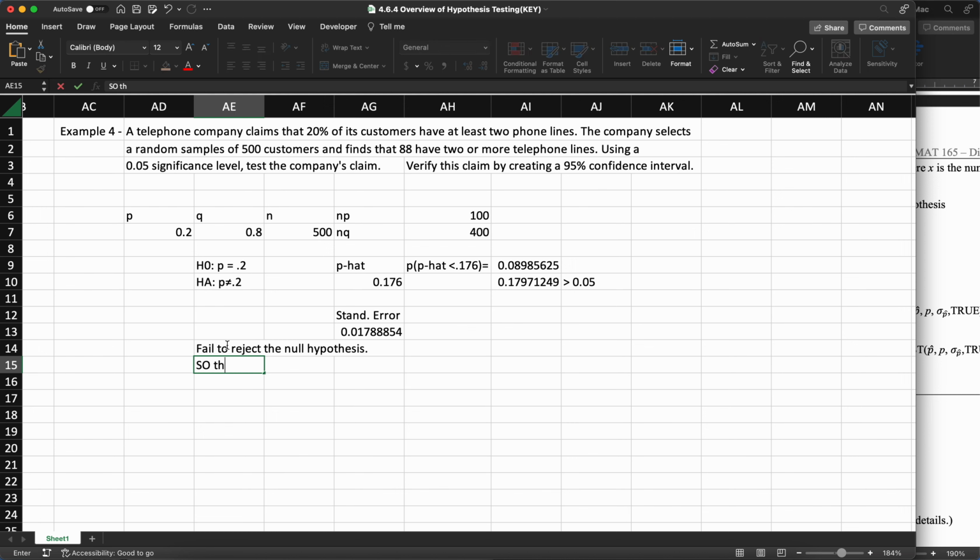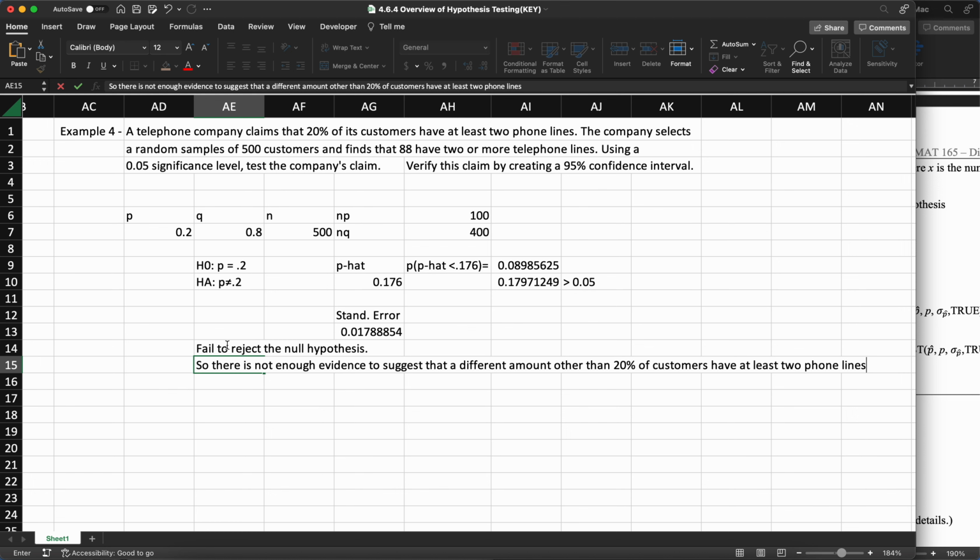So there is not enough evidence to suggest that a different amount other than 20% of customers have at least 2 phone lines. So what we've done is we have verified the claim by the telephone company.